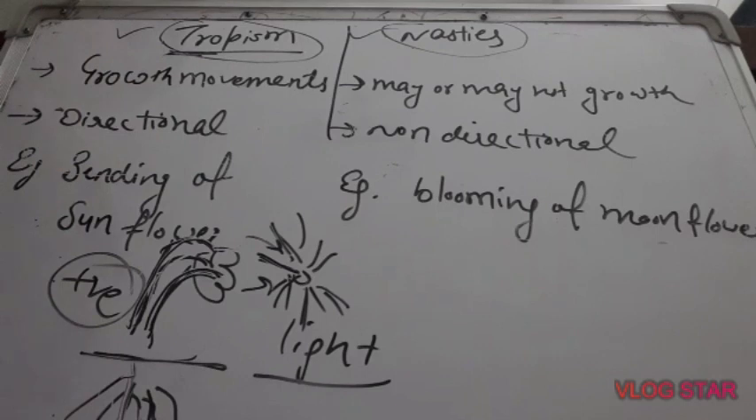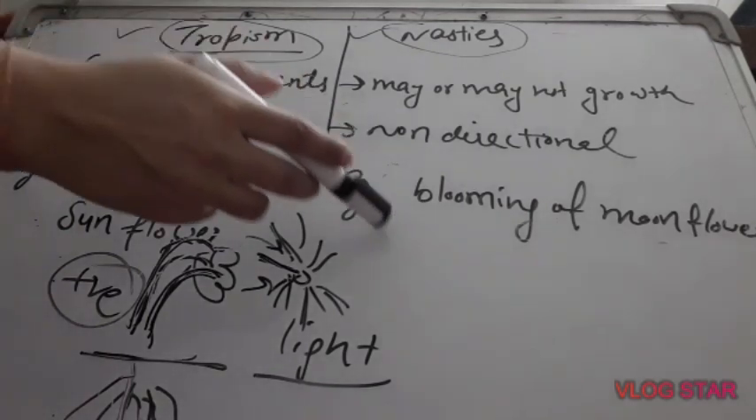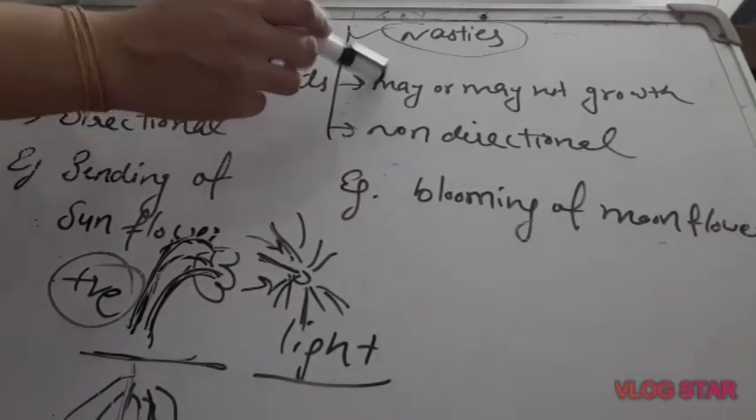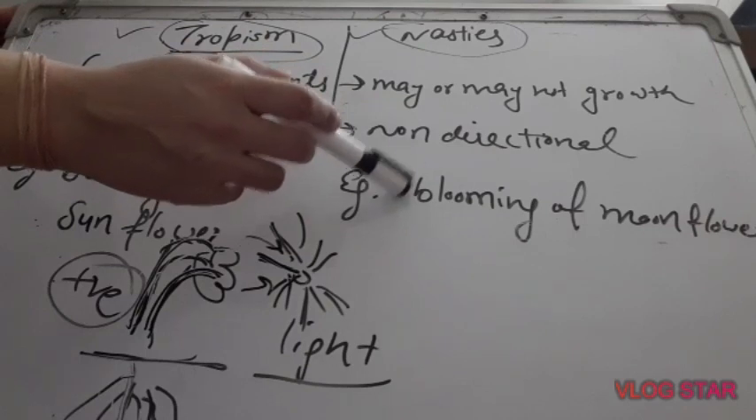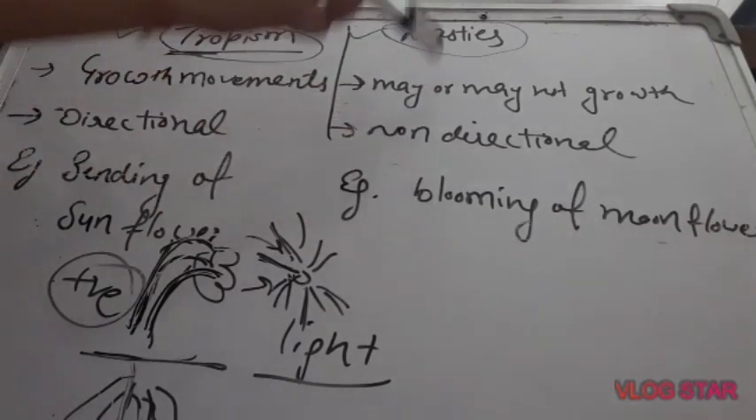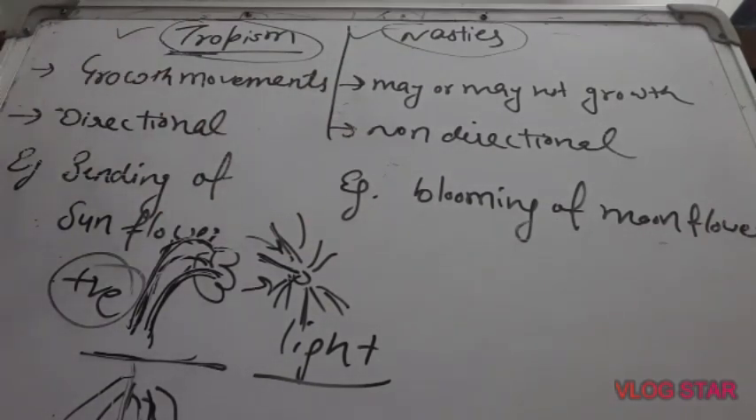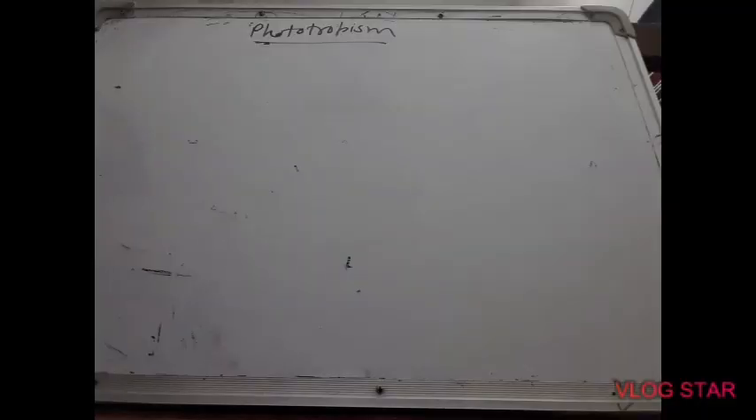So the touch-me-not plant is an example of non-growth nastic movement, and the moonflower is an example of growth nastic movement. So this was about the difference between tropism and nasty. Now let us study tropic movements in detail.